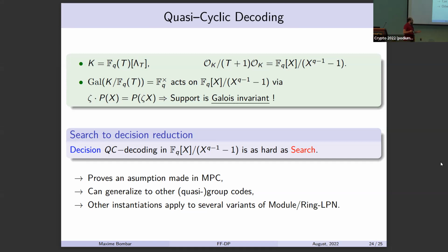Okay, it can also generalize to other group codes. I won't go into detail, and it can also apply to several variants of ring LPN. And there is also a module version, which is basically just a very natural generalization when we have everything here.